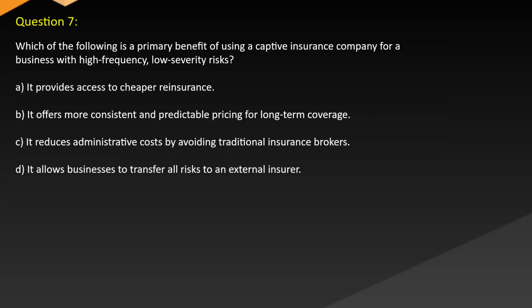Question 7. Which of the following is a primary benefit of using a captive insurance company for a business with high frequency, low severity risks? A. It provides access to cheaper reinsurance. B. It offers more consistent and predictable pricing for long-term coverage. C. It reduces administrative costs by avoiding traditional insurance brokers. D. It allows businesses to transfer all risks to an external insurer.